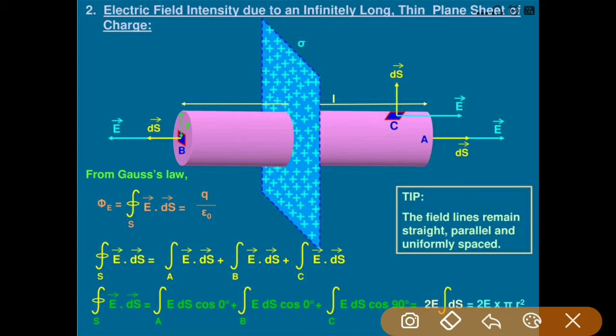So this is the sheet, which is positively charged. Our aim is to find what is the electric field at this point or this point. These 2 points are symmetrical, and our aim is to find what is the electric field at these 2 points. So we will do the same procedure as we have done earlier.